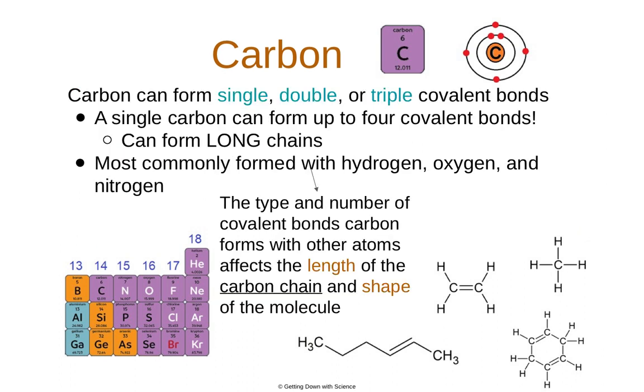Carbon can form single bonds, double bonds, even triple bonds. It forms in this covalent bond fashion. So it likes to bond to other nonmetals, and it takes on this sharing of electron properties. A single carbon can form up to 4 different covalent bonds, and it can form these very, very long chains. So most commonly formed with hydrogen, but it also can form with oxygen and nitrogen. The type and number of covalent bonds that carbon forms with other atoms definitely affect the length and will definitely affect the shape that the molecule takes on.